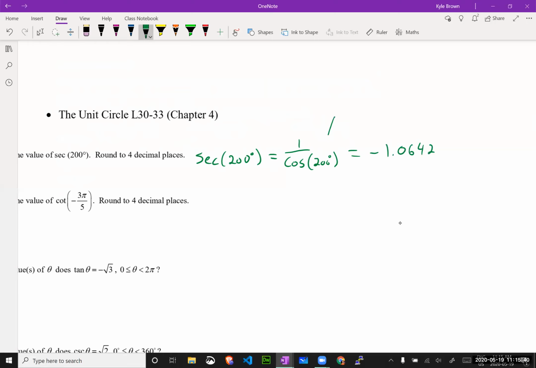Now, notice that it had degrees in there. You need to change your calculator to degrees to get the right answer out of this. It's expecting degrees, so we have to put degrees in.